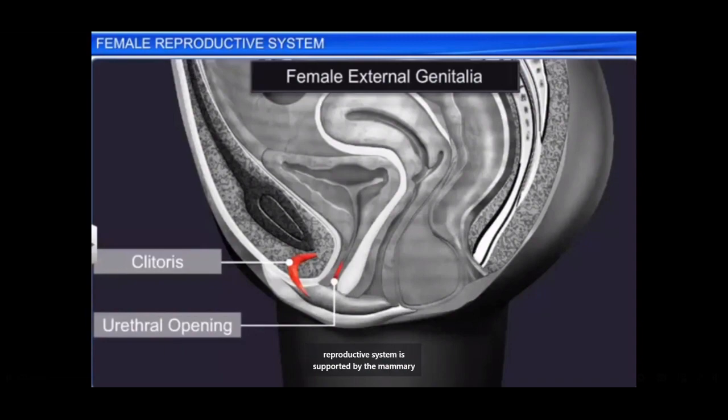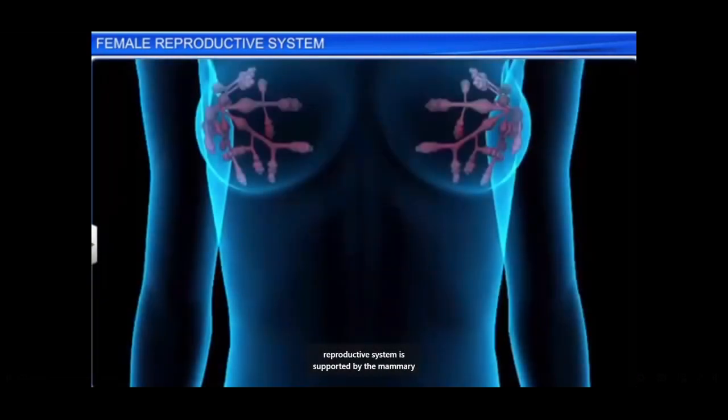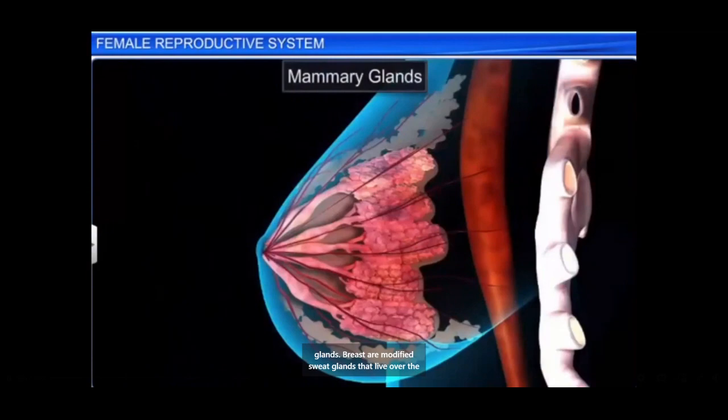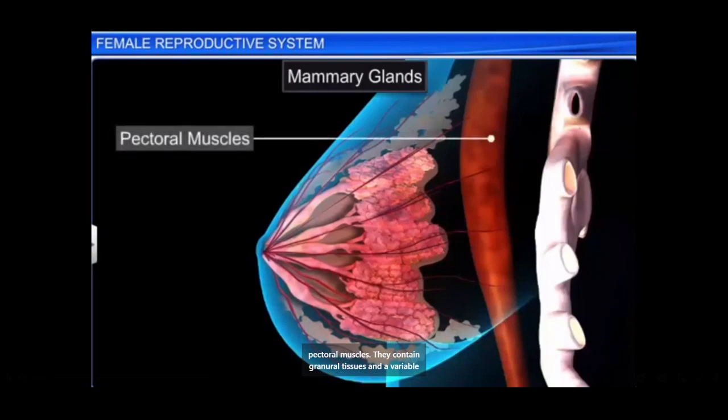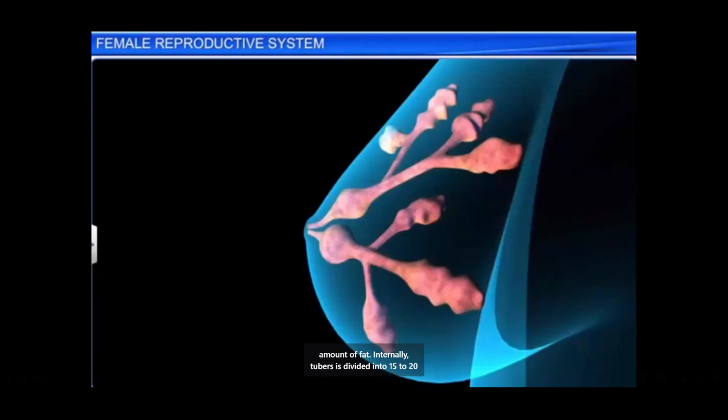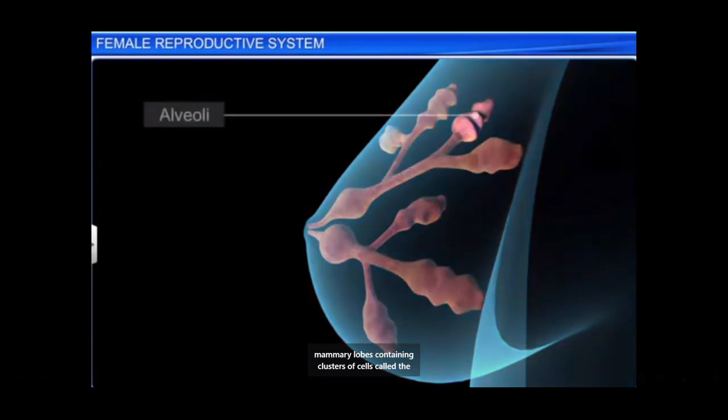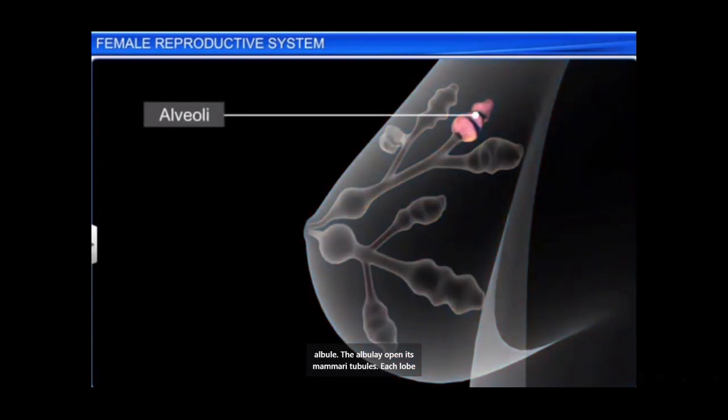The female reproductive system is supported by the mammary glands. Breasts are modified sweat glands that lie over the pectoral muscles. They contain glandular tissues and a variable amount of fat. Internally, the breast is divided into 15 to 20 mammary lobes containing clusters of cells called the alveoli.